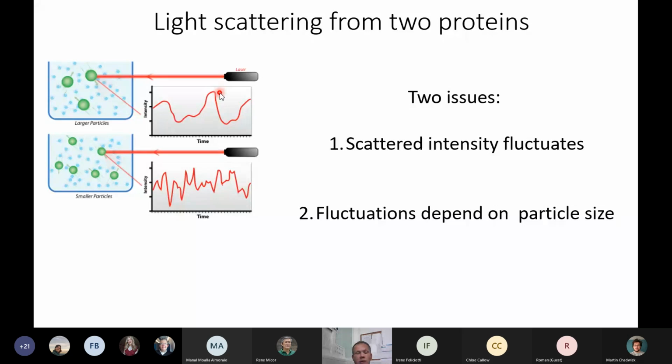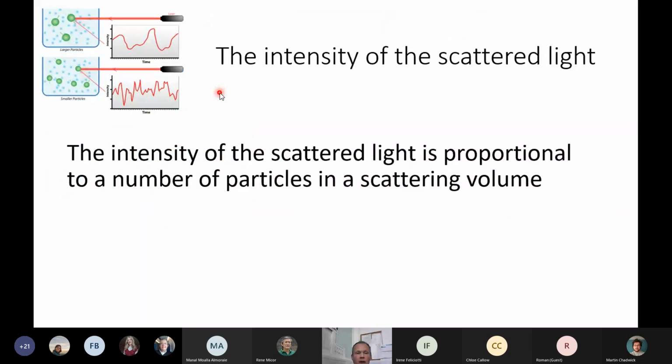So now I will try to explain why scattered intensity fluctuates and why these fluctuations depend on the particle size. First I will address the intensity of the scattered light. What you have to remember is that the intensity of the scattered light is proportional to the number of particles in the scattering volume, right? So the more particles we have in solution, the higher will be the value of the scattered intensity. I think this is very straightforward.